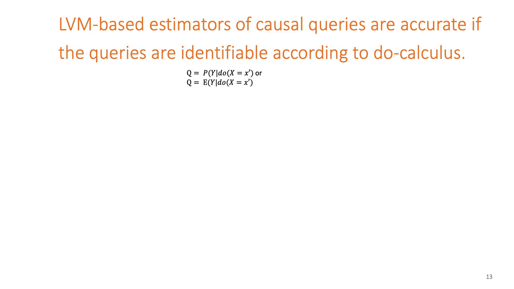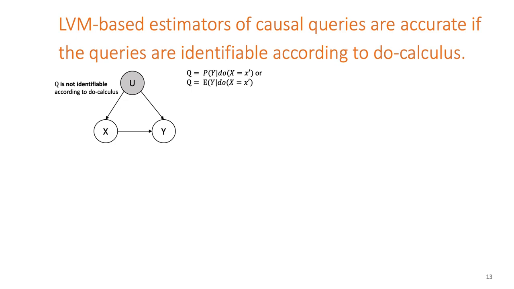This section focuses on the LVM-based estimation of causal queries and shows that these estimates are accurate if the queries are identifiable according to do calculus. I will start with a motivating example. Assume this causal graph. The query of interest is not identifiable according to do calculus.